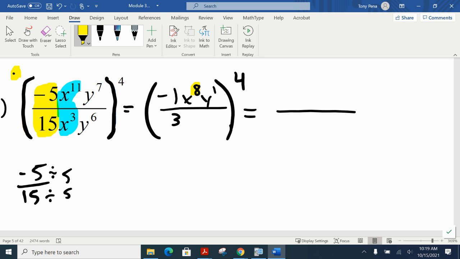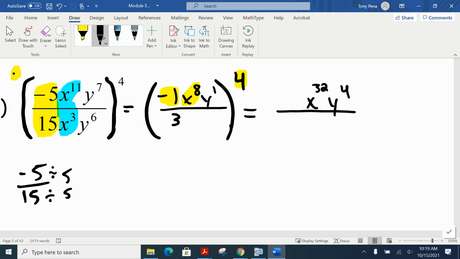All right, first things first. I'm going to do the variables first. I think the variables, me walking around, look like we have it down pat. X to the 8th to the 4th power should be x to the 32nd. All right, 8 times 4 is 32. And then the y to the 1st to the 4th power, multiply those together, should give us a y to the 4th.